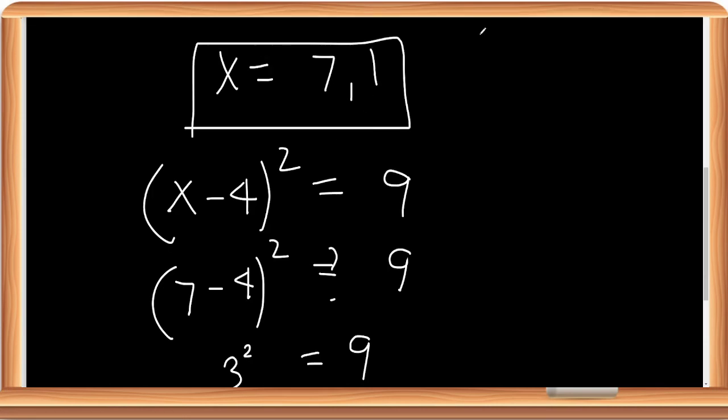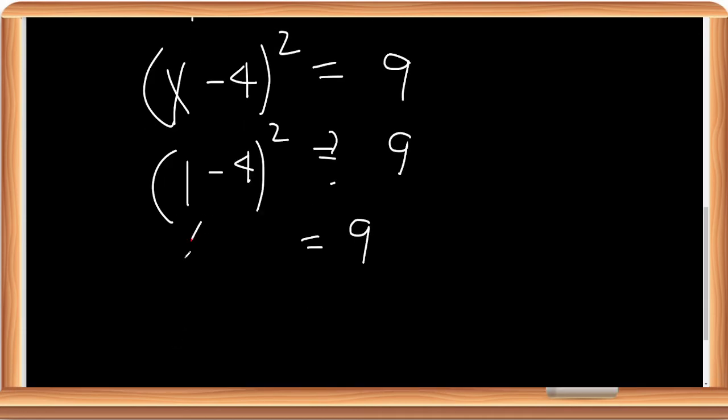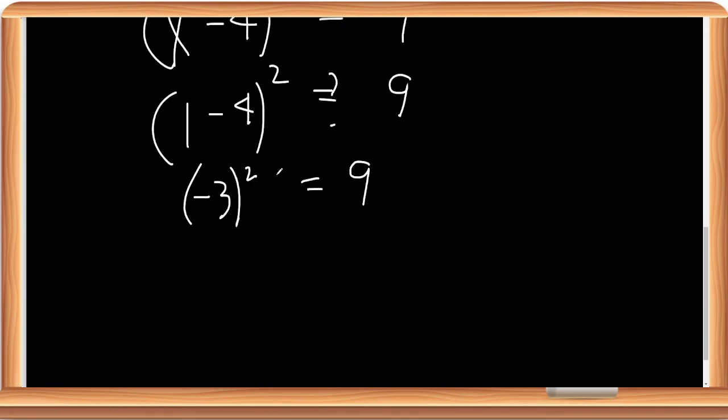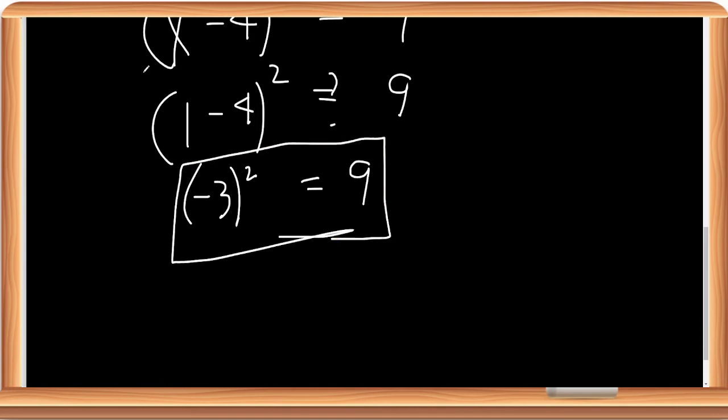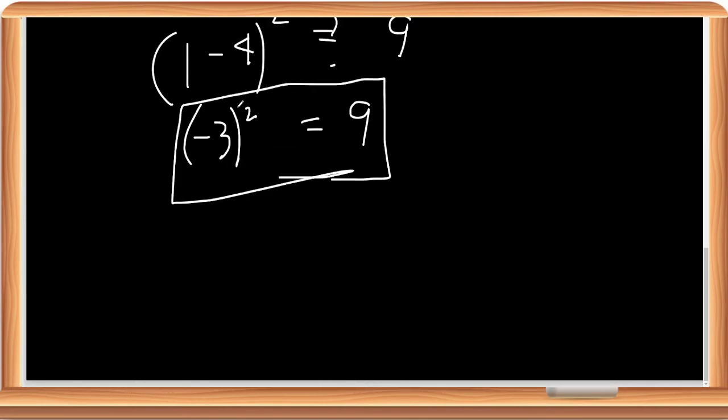Paano naman kung 1 siya? Okay? So, yung x naman, gawin nating 1. And 1 minus 4 is negative 3. And then, square mo siya. So, negative 3 times negative 3, it is equal to 9. So, your solution that x is equal to 1 and 7 are correct. Okay po? Malinaw na? Malinaw na? Okay, can you please tell me the solution for this one?